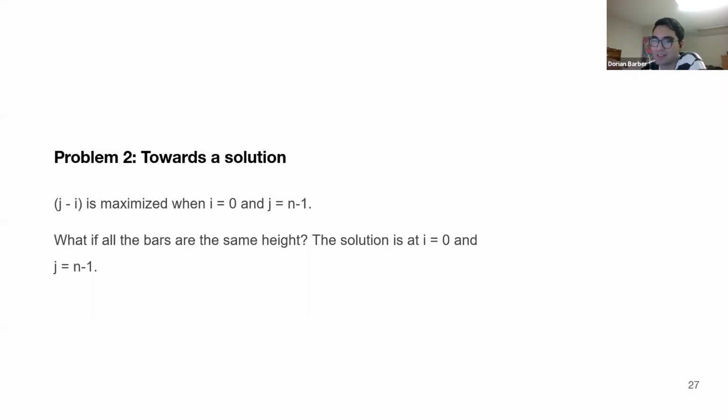And we can make the problem slightly simpler by saying, okay, what if all the bars are the same height? Then the solution would be i equals 0 and j equals n minus 1, right? So that's going to be a helpful observation. We do have some control over the width, and the height is determined by the values in the array.